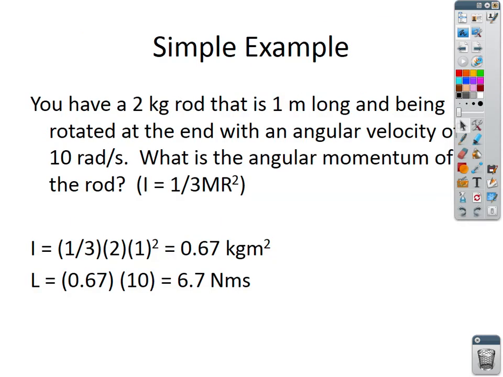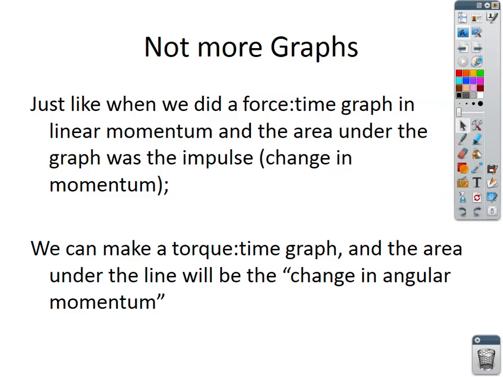So here's your example. You have a 2 kilogram rod that is 1 meter long and being rotated at the end with an angular velocity of 10 radians per second. What is the angular momentum of the rod? This would give you the formula for inertia when you're rotating a rod at the end of it. Technically, sorry, this should be ml squared. So I would be 1/3 times 2 times 1 squared, which is 0.67. So that's your inertia. 0.67 times the angular velocity here would equal 6.7 Newton meter seconds. So that's how we do all the calculations for angular momentum.